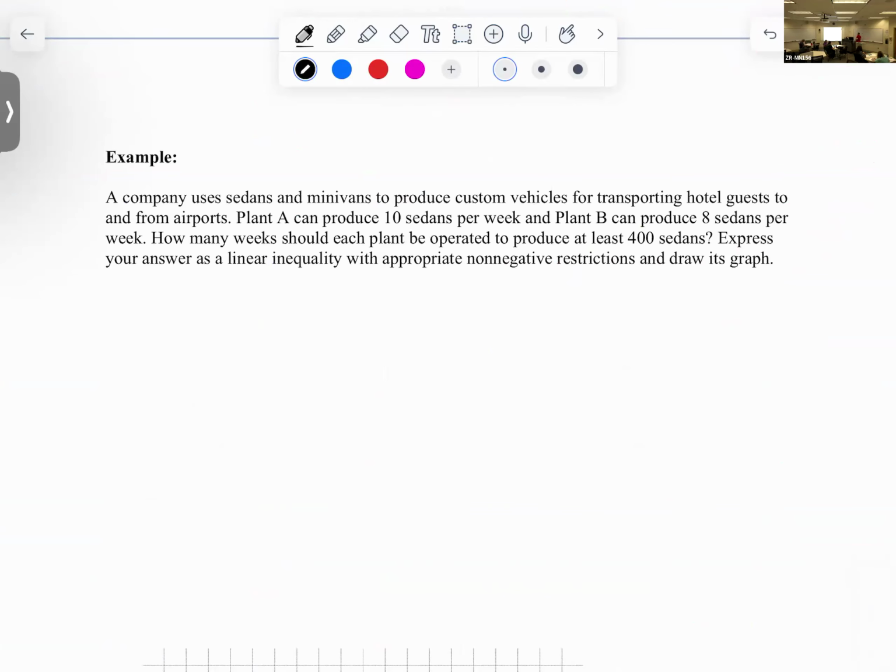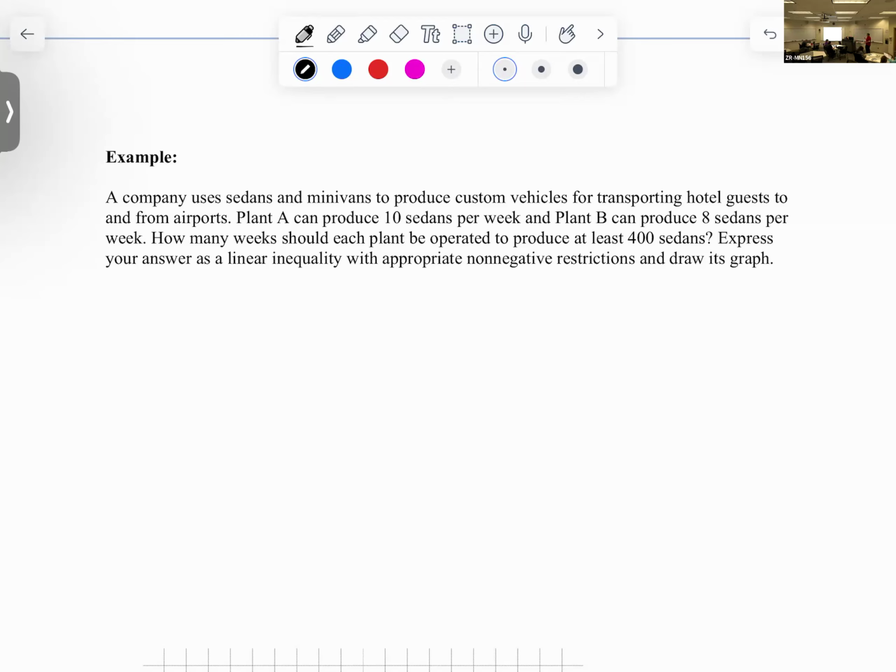All right, and then as always, the best part. Word problems. A company uses sedans and minivans to produce custom vehicles for transporting hotel guests to and from airports. Plant A can produce 10 sedans per week. Plant B can produce 8 sedans per week. How many weeks should each plant be operated to produce at least 400 sedans? Express your answer with a linear inequality with appropriate non-negative restrictions.